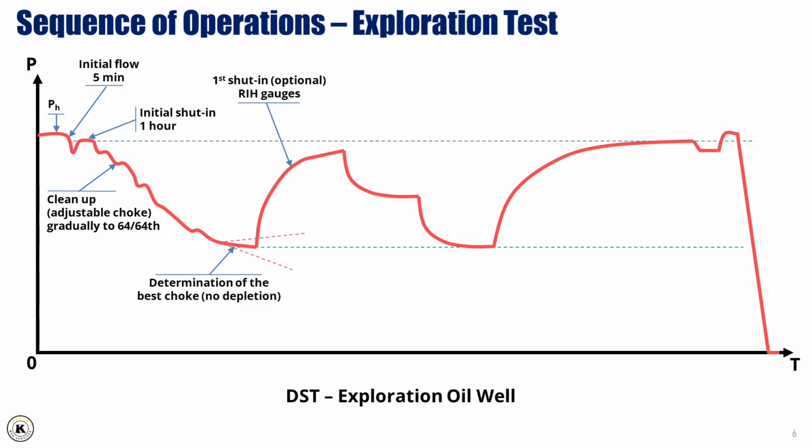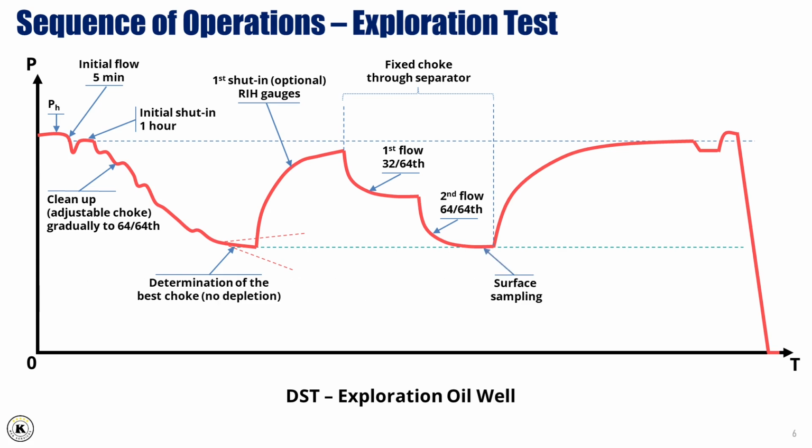Close the well for a first shut-in period. It is optional to run in hole downhole gauges or surface readout. Open the well for a first flow period on 32/64 fixed choke. Increase the choke size for a second flow period on 64/64 fixed choke. These main flowing periods or drawdowns are done through the test separator, taking sets of representative surface samples at the end of the main flow period.